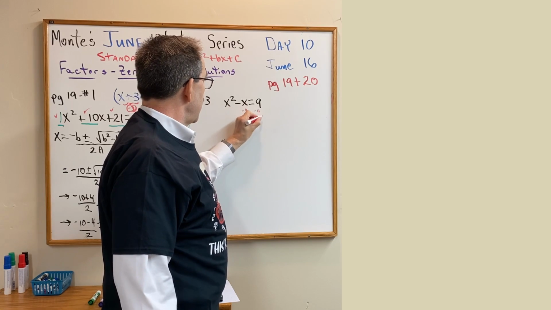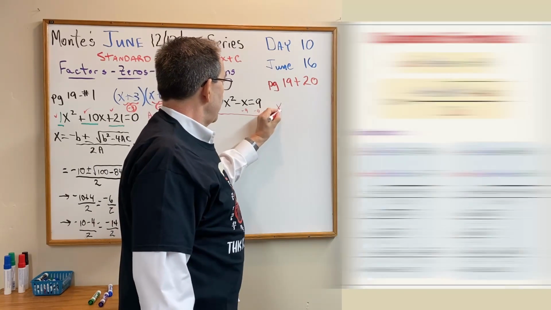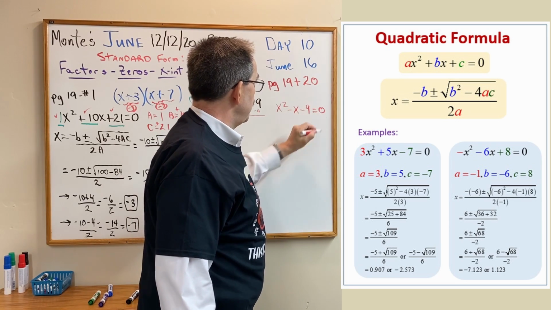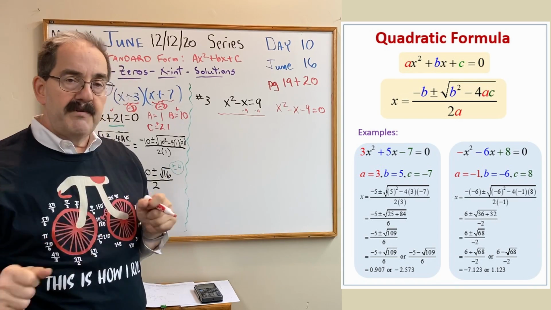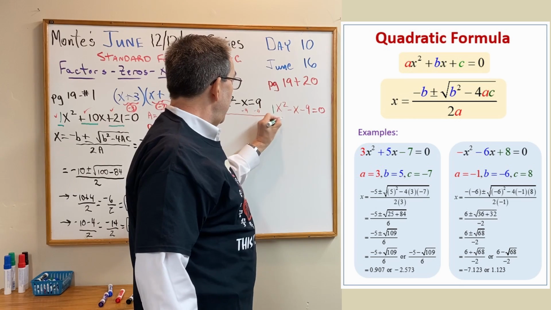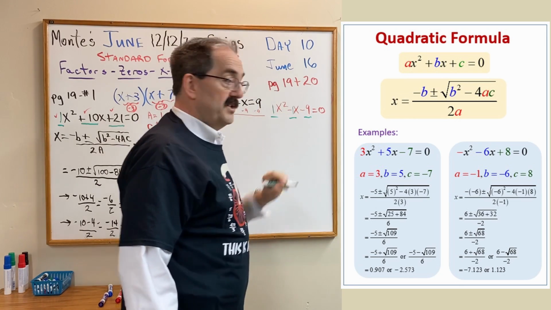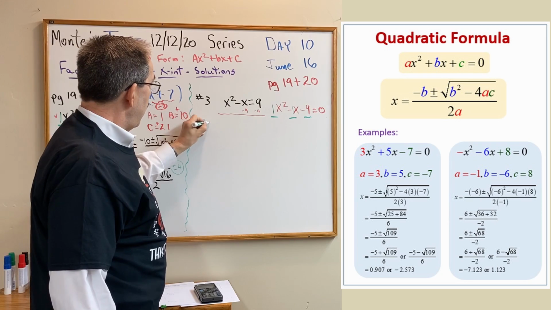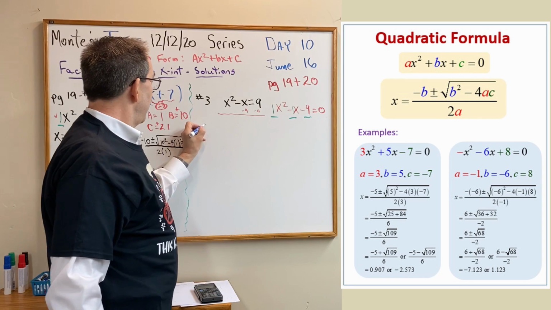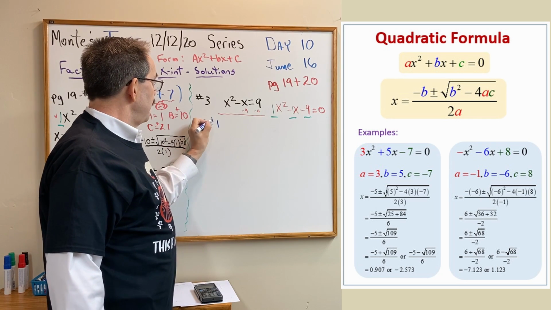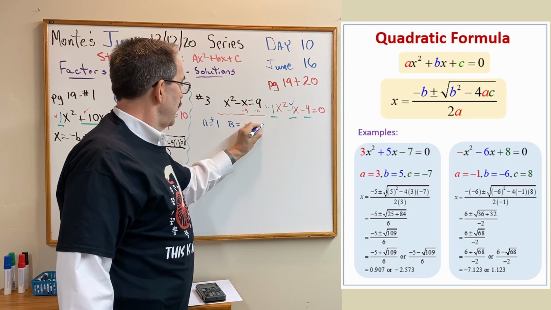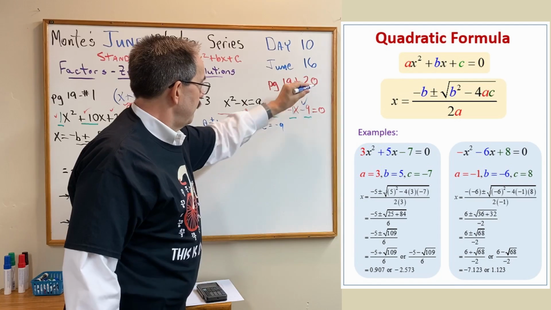Minus 9, giving us x squared minus x minus 9 equals 0. Step 1 always has to be equal to 0. Okay? Step 2, identify A, B, C. So A equals, remember that color's running dry. A equals positive 1. B equals negative 1. C equals negative 9.